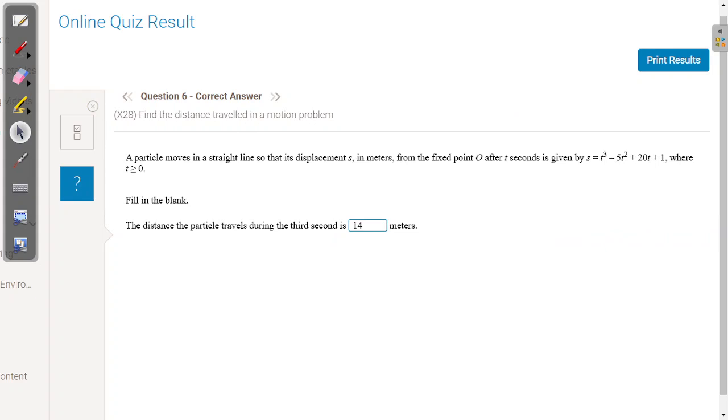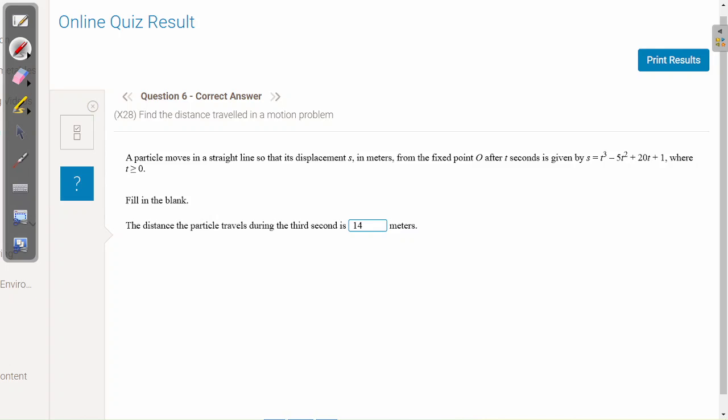A particle moves in a straight line so that its displacement s in meters from the fixed point O after t seconds is given by s equals t cubed minus 5t squared plus 20t plus 1, where t is greater than or equal to 0. The distance the particle travels during the third second is what? When they say the distance traveled during the third second, they mean the distance between 2 seconds and 3 seconds.